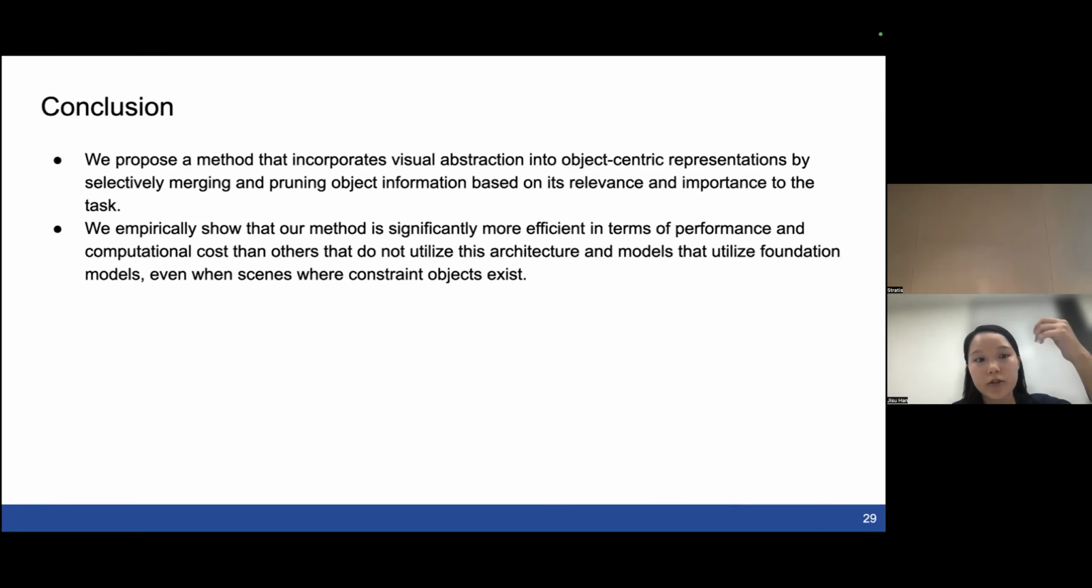So for the conclusion, we propose a model that tries to incorporate visual abstraction into object-centric representations by selectively merging and pruning object information. And our work empirically shows that our method is significantly more efficient in terms of performance and computational cost.